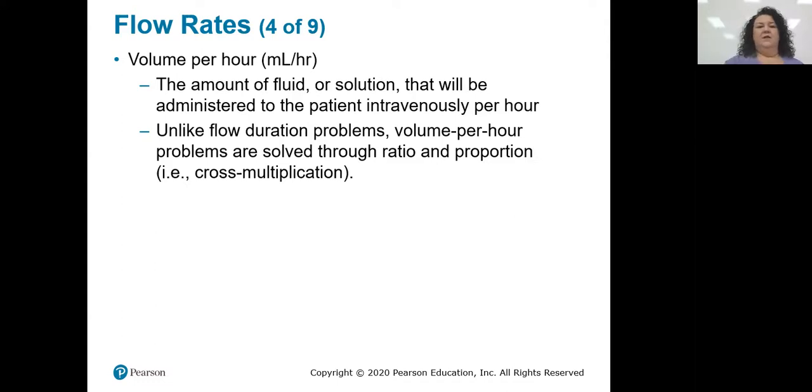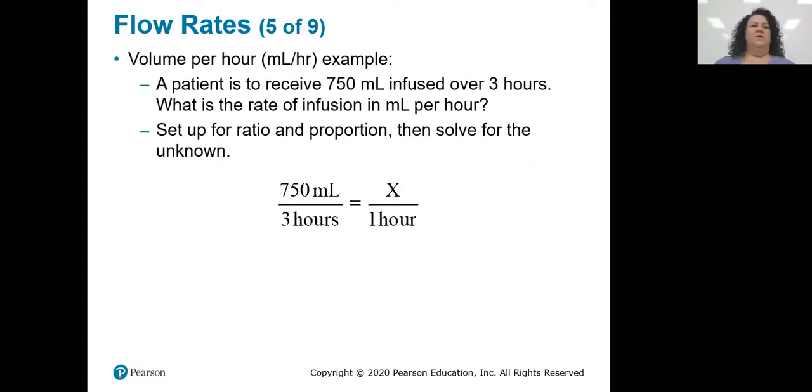So let's look at what we are talking about here. And I feel like most of us are pretty good with solving for X, so hopefully this will go pretty well. So example 21.11 says a patient is to receive 750 milliliters infused over 3 hours. What is the rate of infusion in milliliters per hour? So we're going to set up a ratio and proportion and then solve for the unknown.